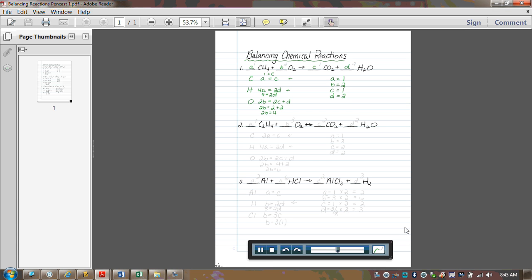And those are your coefficients. So this should be a 1, this should be a 2, this should be a 1, and this should be a 2. And you can always double check by adding up both sides. Okay, so that's that first one. Let's go ahead and try the second one.